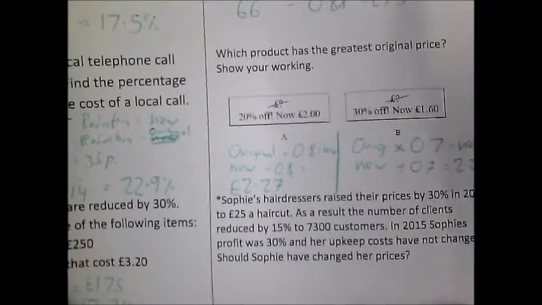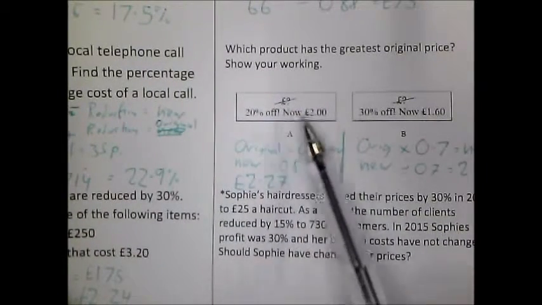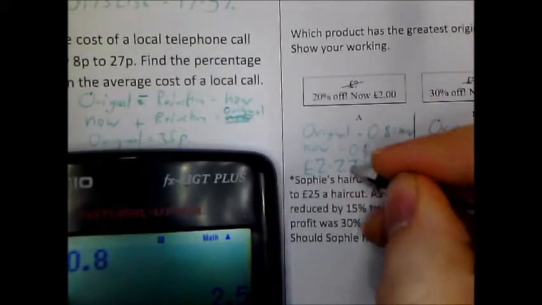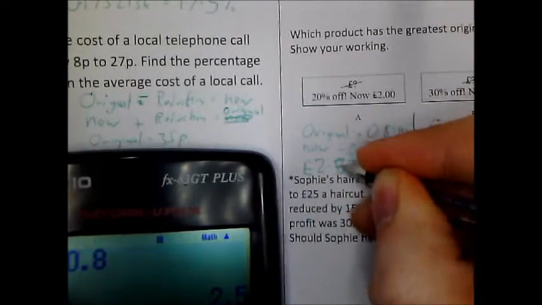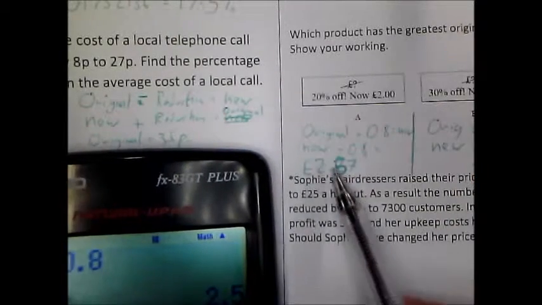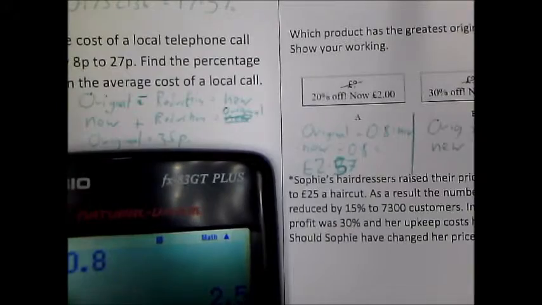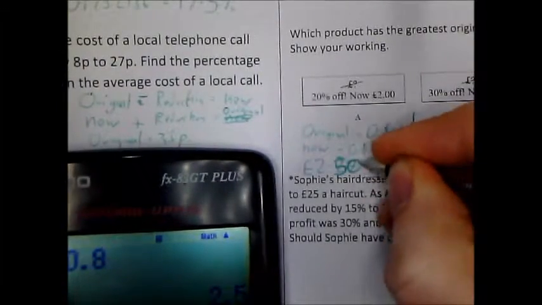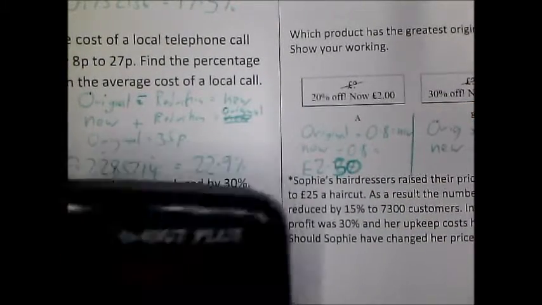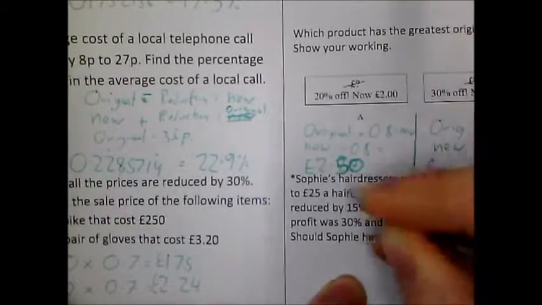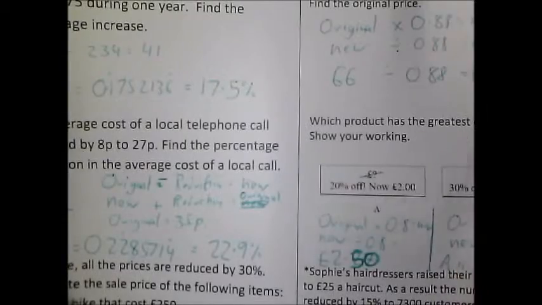It looks like there's a mistake somewhere there. Have I made a mistake somewhere? 0.8. Sorry, that should be £2.50. And again, this just shows why you always show your calculations on your sheet, because I put in the wrong number onto my calculator. So £2.50 and £2.29. So clearly A is cheaper. Or A had the greatest original price.